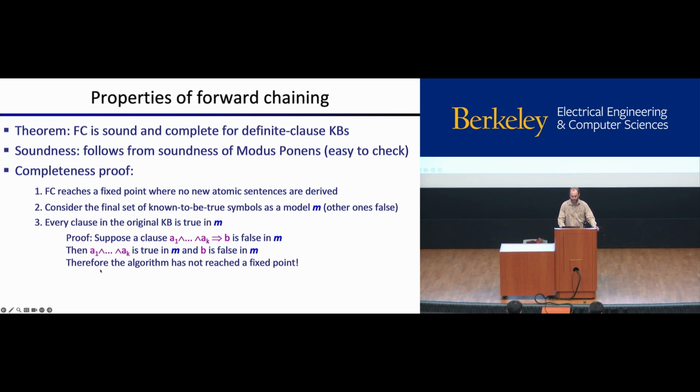Therefore, the algorithm has not reached a fixed point. Why? Because if this is in the model, and this is not, then these are all known to be true symbols, and this is not. If these are all known to be true symbols, then the last of them would have been inferred at one point, and at that point in time, we could have concluded B. If all of these were known to be true, then we would have added this in. But we didn't. By hypothesis, B is false in the model, so it wasn't one of the known to be true symbols. So this is a contradiction. We derive from this that the algorithm has not reached a fixed point, despite having shown before that it does.